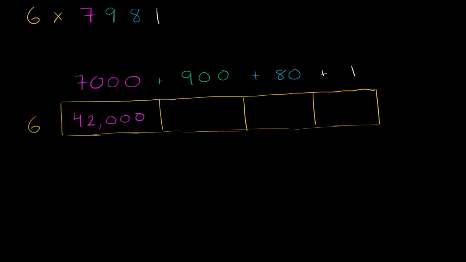6 times 900, well, once again, 6 times 9 is 54. So 6 times 900 is 5,400. 6 times 80, well, 80 is 8 tens. So 6 times 8 is 48. But since it's 6 times 80, or 8 tens, this is going to be 48 tens, or 480. And then finally, 6 times 1, of course, is equal to 6.